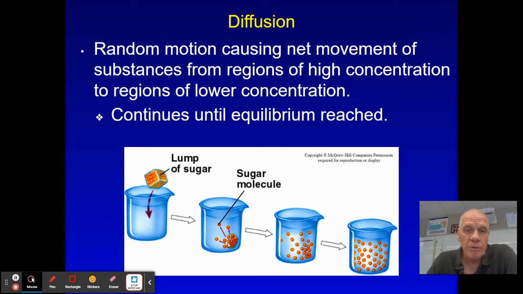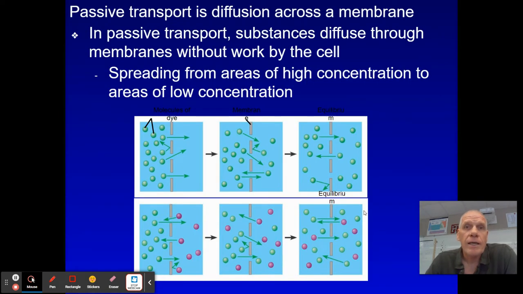So here the net movement is going to be away from the area of concentration. Here the molecules are going to be moving randomly all over the place, but not into one single direction. Okay? Again, so passive transport is diffusion across a membrane. In passive transport, the substances diffuse through the membranes without any energy input by the cell.